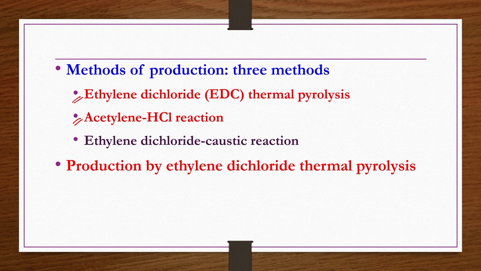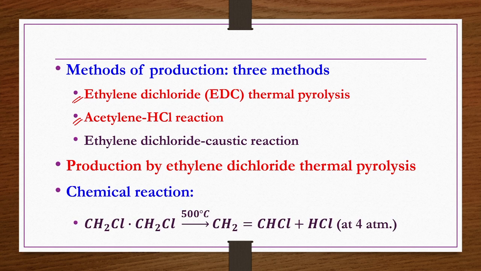Let us start with production of vinyl chloride monomer by ethylene dichloride thermal pyrolysis. If you take the reaction, you have ethylene dichloride and then you do the thermal pyrolysis at 500 degrees centigrade and 4 atmospheres, then you get vinyl chloride as well as HCl as co-product.